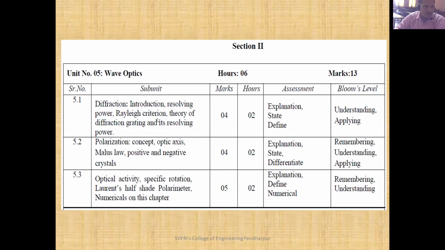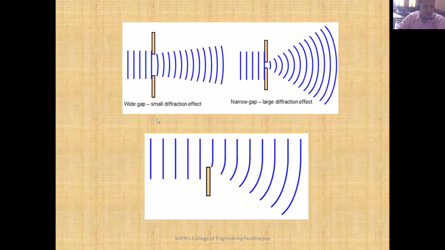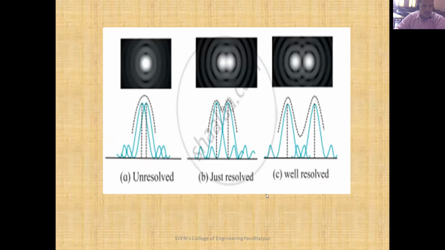The next point is Rayleigh's criteria. Everyone knows this. Rayleigh's criteria means what? Three conditions are there. First is unresolved, second is just resolved, and third is well resolved. Okay, I hope that you know these things.